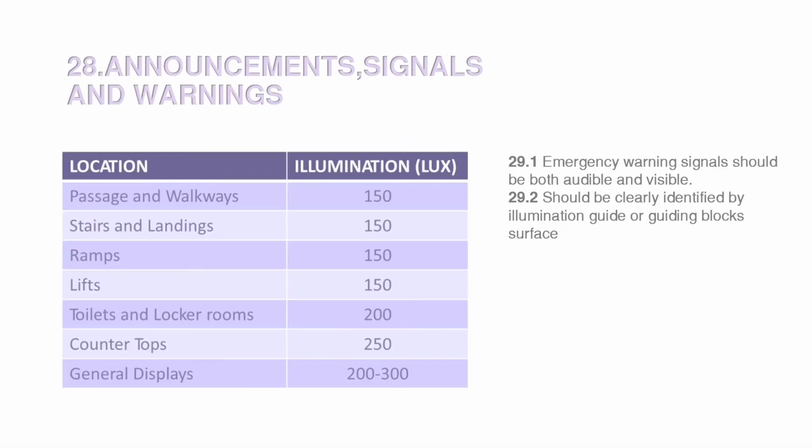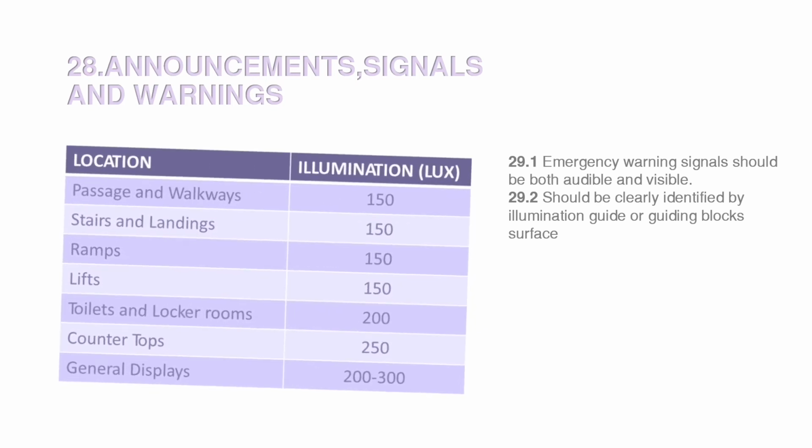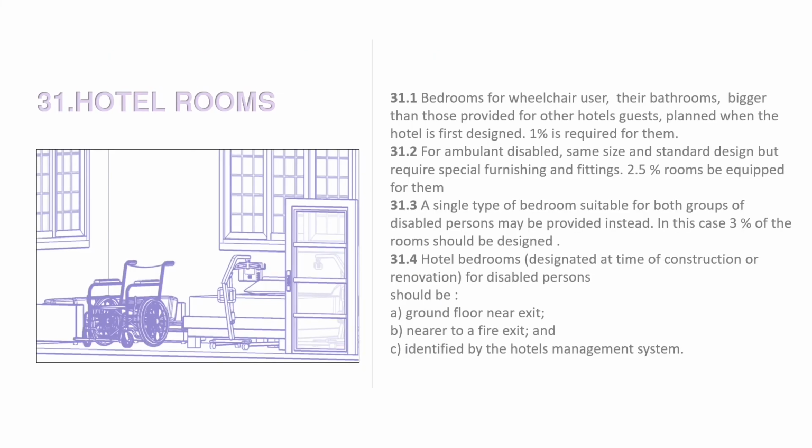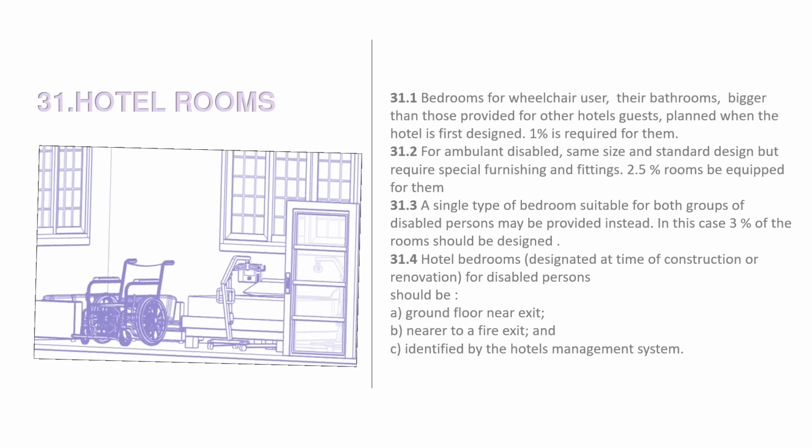Announcement signals and warnings. Emergency warning signals should be both audible and visible and should be clearly identified by illumination guide or guiding blocks. Hotel rooms. 1% of the rooms should be for wheelchair users, while 2.5% of the rooms should be for ambulant disabled. All the rooms are to be constructed in ground floor or near a fire exit.